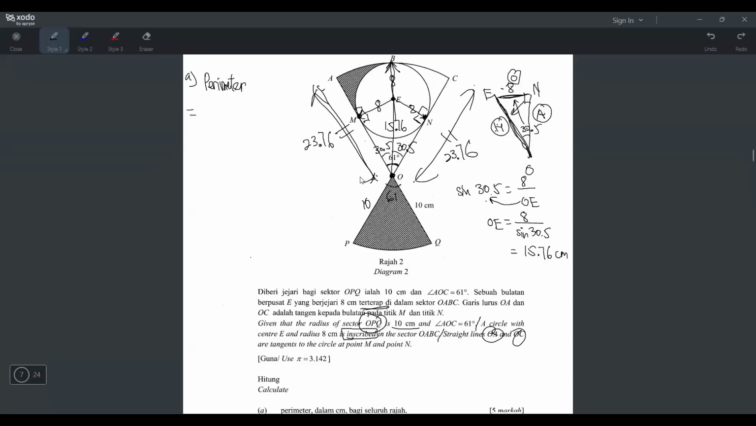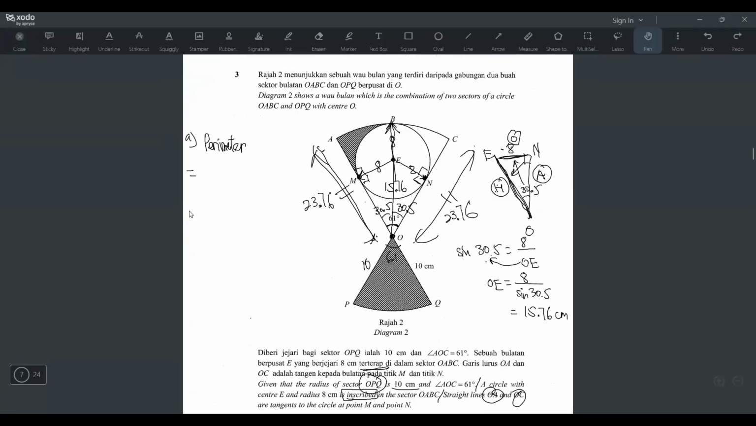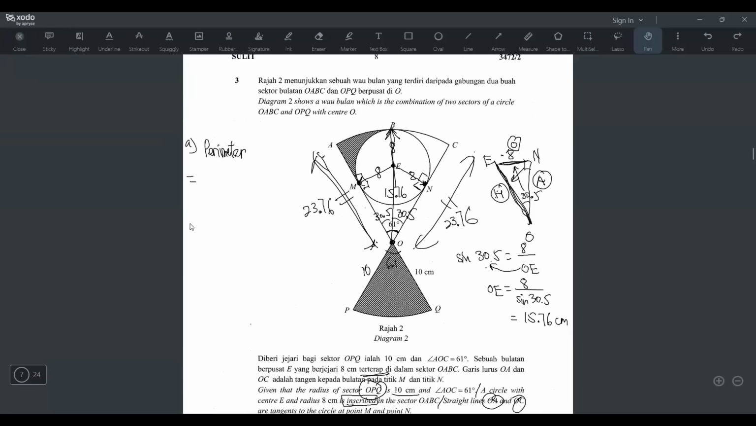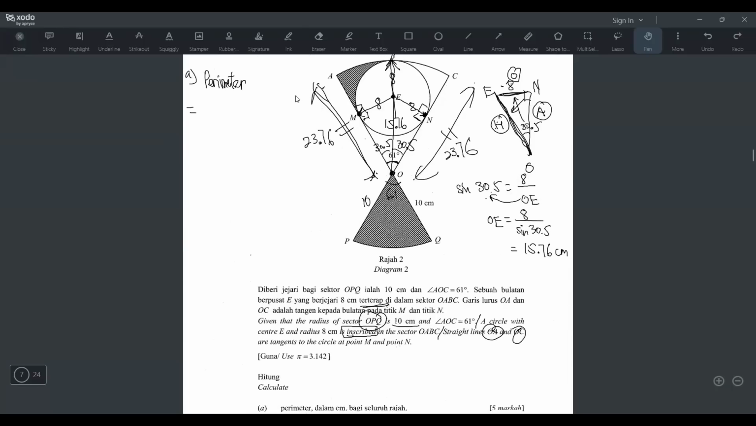So later I can take this one plus 10, and then this one plus 10. But there are two more lines I need to add, which is the arc, right? But we can find the arc easily because we can use the formula S equals R theta, and you have the R and theta already. But the theta later has to be converted to radian, right? Because when you use this formula, theta must be in radian. Okay, let's change the theta to radian now.